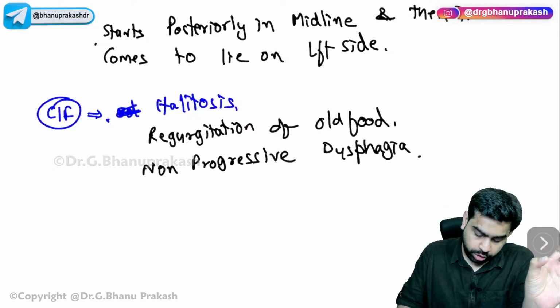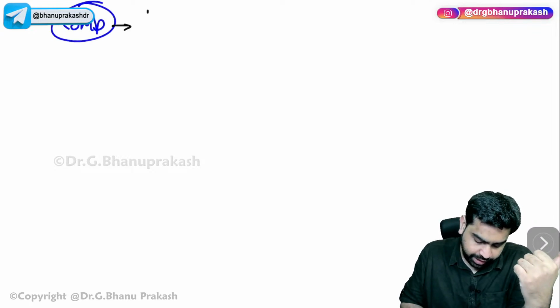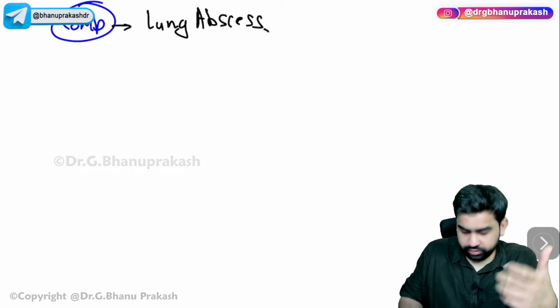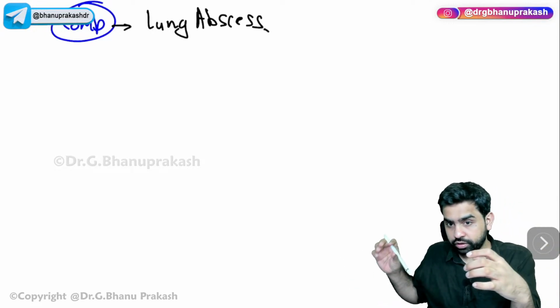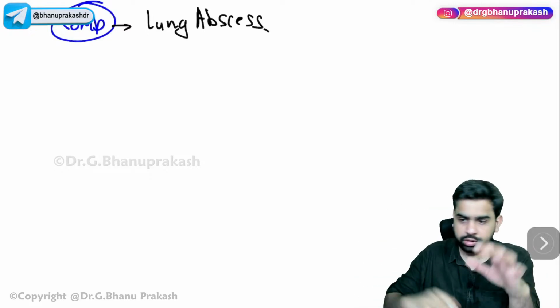Now, what are the complications which can develop in these patients because of this Zenker's diverticulum? Please try to understand. Lung abscess is one of the important complications, because that food can get regurgitated and go into the lungs. It can lead to pneumonitis and lung abscess.